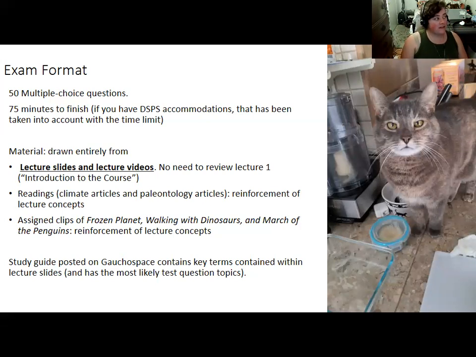I'm not gonna ask you anything that's like memorizing movie trivia or memorizing the exact findings from the articles. But just make sure that if you haven't already read and seen those, you're familiar with them. Because there's a chance that the concepts referenced in them, like penguin breeding and the Antarctic Circumpolar Current and coldest temperatures on Earth, are topics that are very likely to come up as test questions.